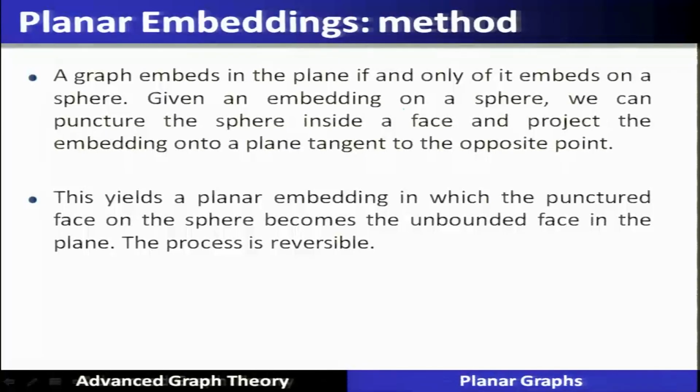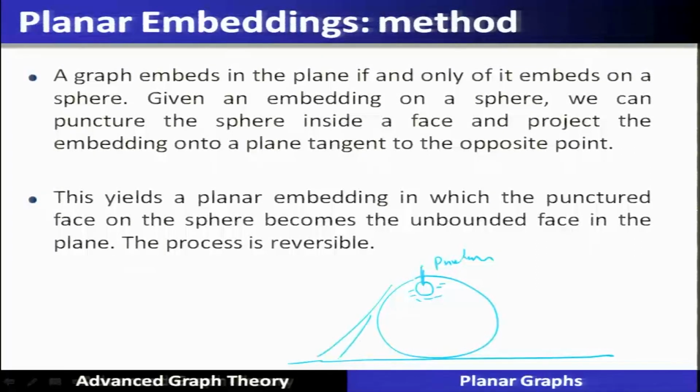Now planar embedding, we have to see a method to do this. A graph embeds in a plane if and only if it embeds on a sphere. So given an embedding on a sphere, we can puncture the sphere inside a face and place a bulb, and take this particular embedding onto a plane. This is called stereographic projection, and we project the embedding onto the plane tangent to the opposite point.